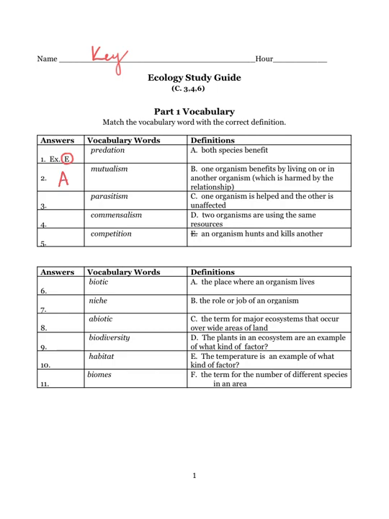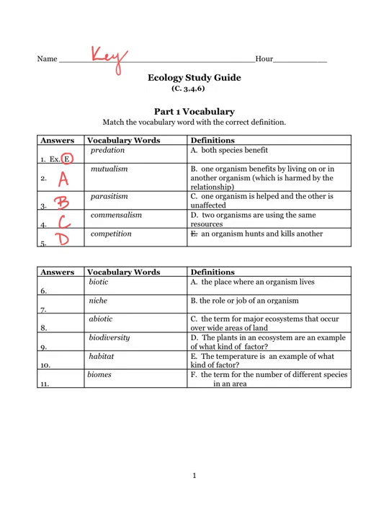Number three is parasitism, and parasitism is when one organism benefits by living on or in another organism, and the one that is lived in or on is harmed in the relationship, so that's letter B. Number four is commensalism, and this is where one organism is helped and the other is unaffected, so that's C. And number five is competition, and this is where two organisms are competing for the same resources, so they're using the same resources, so that's letter D.